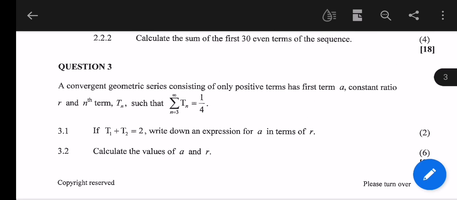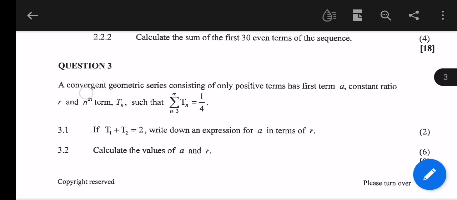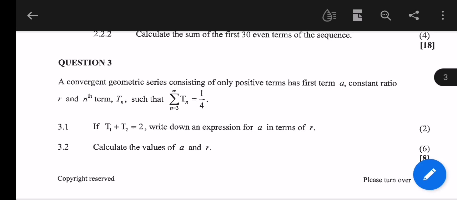Question 3. A convergent geometric series. Now they've already told us that this series converges. Remember, for converging series, r lies between -1 and 1. So -1 is less than r is less than 1, in which r cannot be equal to 0.